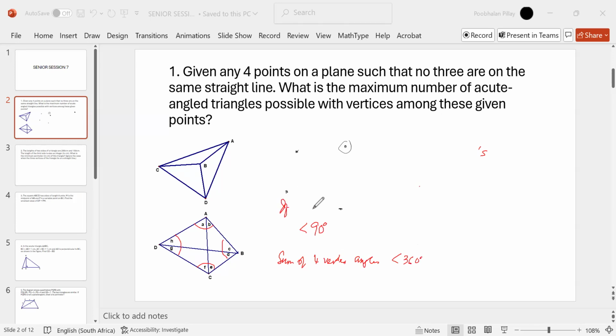If this is a condition, if all four triangles are acute angle triangles, then all four vertices are acute, because each vertex is in one of those four triangles. This would mean that the sum of the vertex angles is less than 360, but that is impossible because the sum of those four vertex angles is actually equal to 360. Contradiction.